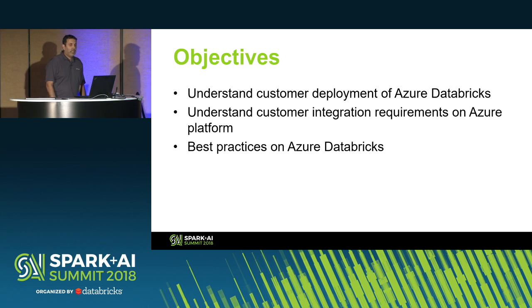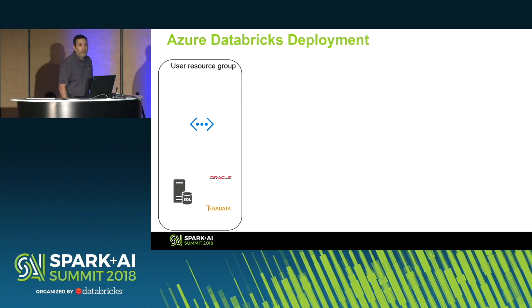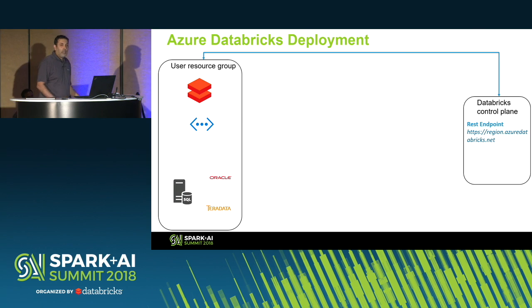So objectives, we'll look at what a typical customer deployment looks like on Azure Databricks. We'll understand some integration requirements with other Azure services and some best practices on Azure Databricks. So the first point to Azure Databricks is you create a workspace. You take a resource group, create a workspace. On creation of the workspace, this talks to the control plane. The control plane also has endpoints for REST APIs. So any REST API call actually goes through this control plane, and they're per region.